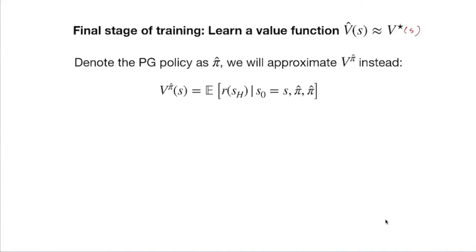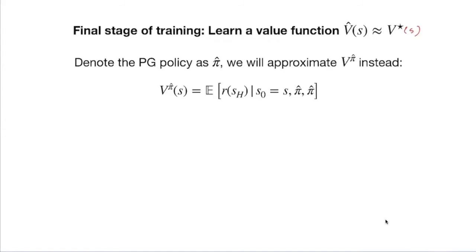But v star is really hard to approximate because remember, we will not be able to compute the optimal policy, right? So what they did is that they just aim to learn a function approximator that predicts the game value of the policy gradient policy pi hat. So imagine now we're done with policy gradient. We're not going to go back to further polish our policy.